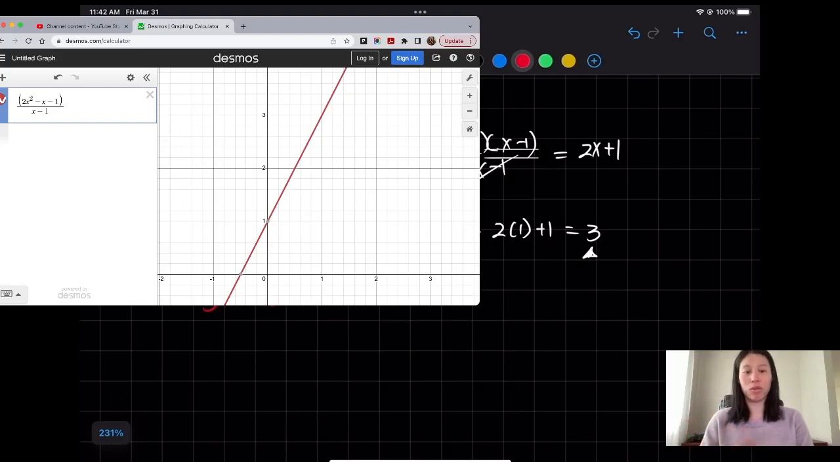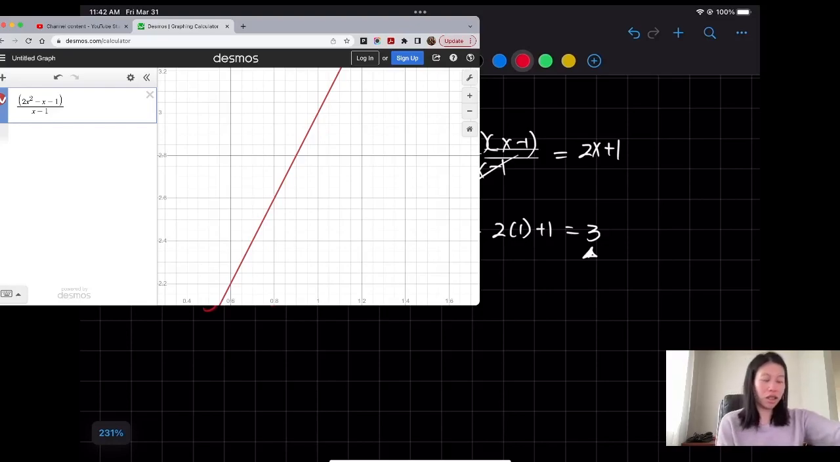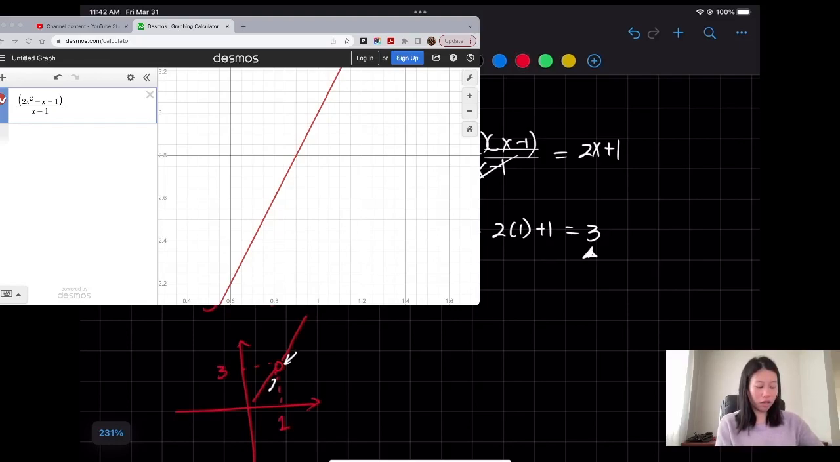In Desmos, they're not smart enough to notice that, hey, x equals 1 is undefined. But you can tell in the graph from the left to the right, it should be more like this on the real graph. When they're approaching it, it should be a circle. And then you know that, hey, when you're getting close to it, the limit of the function as x approaches 1 equals 3.